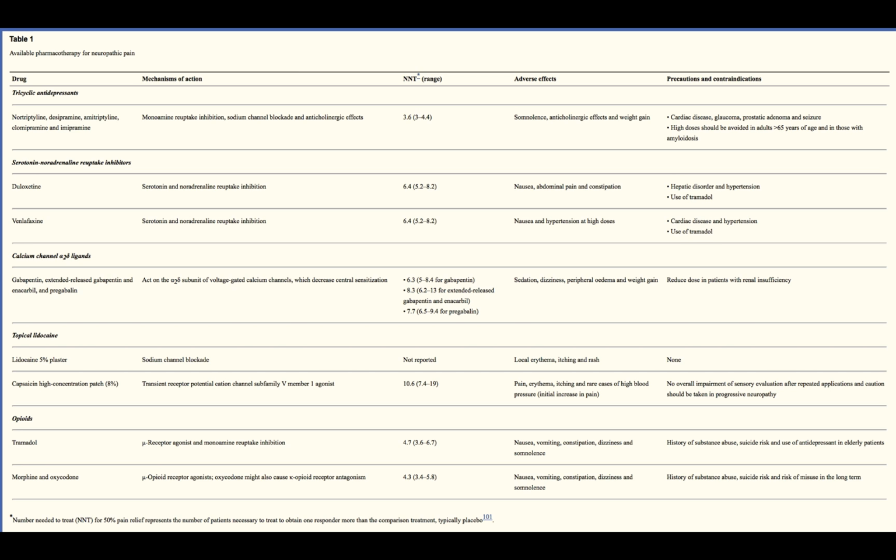But here we got tricyclic antidepressants, serotonin, so SNRIs, calcium channel ligands, so gabapentin. I'm sure like all patients that I've seen with neuropathic pain are on gabapentin. Topical lidocaine, which if you guys have ever used BioFreeze, that's not lidocaine, but it's kind of similar. And then capsaicin, that's really high in the literature. That seems to help a lot of people with the inflammatory pathway.